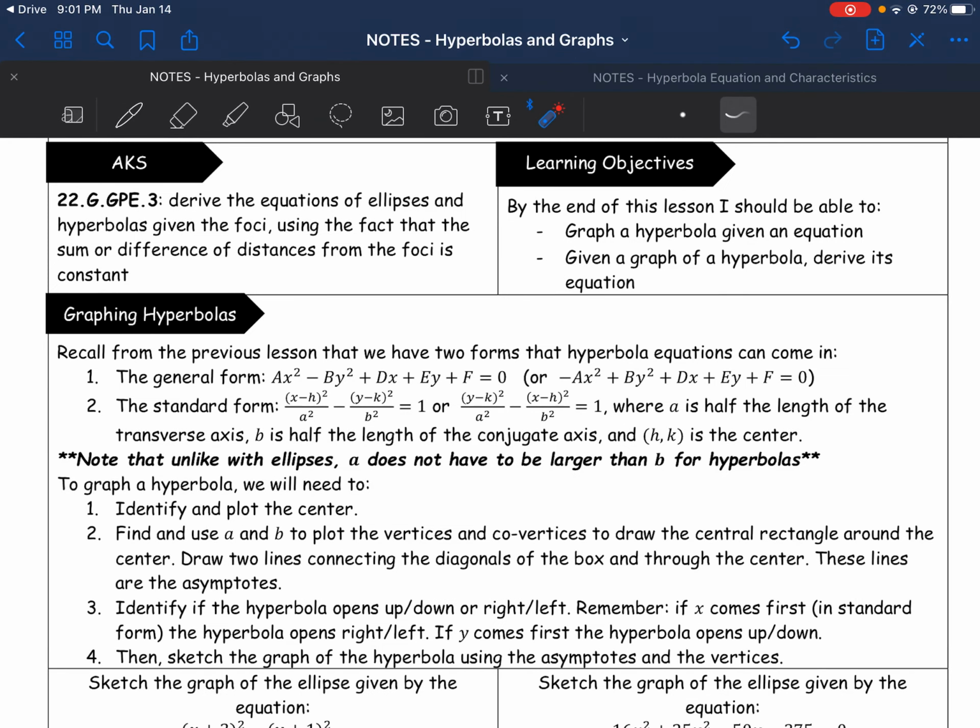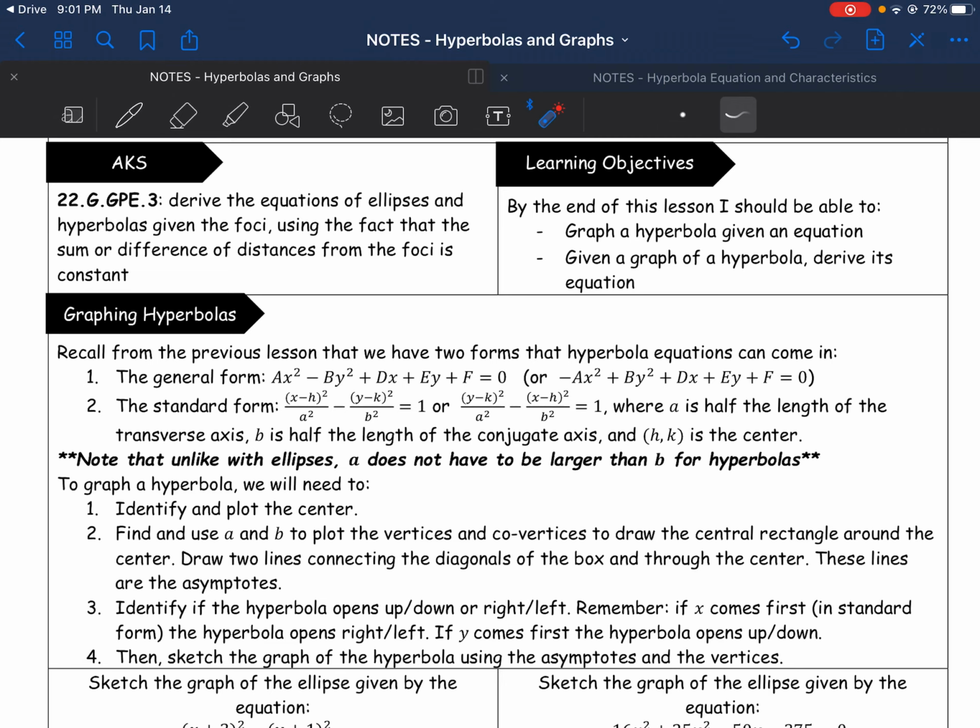We know from the previous lesson that hyperbolas have a general form equation and a standard form equation. And just to quickly go over what those are, we know the general form equation is very similar, almost identical to the general form equation for an ellipse, only of the x squared and y squared variables, one of the two is going to be negative.